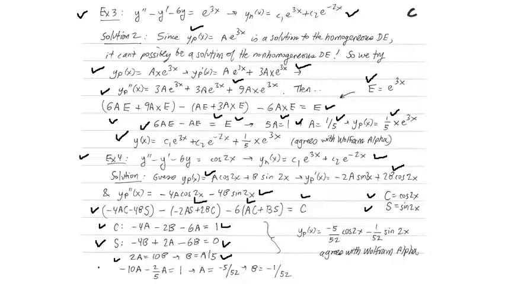into the cosine equation, which gives us this, minus 10a minus 2/5 a equals 1, which gives us a is minus 5 over 52 and b is 1 over 52. So our particular solution, taking those values of a and b back, is minus 5 over 52 cosine 2x minus 1 over 52 sine 2x, which agrees with Wolfram Alpha.